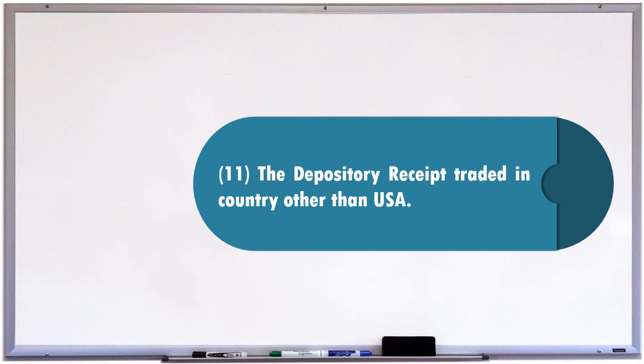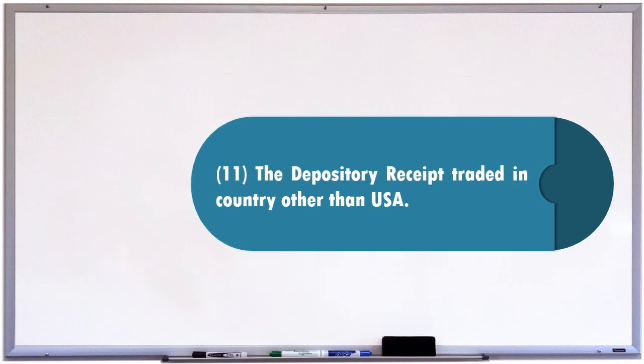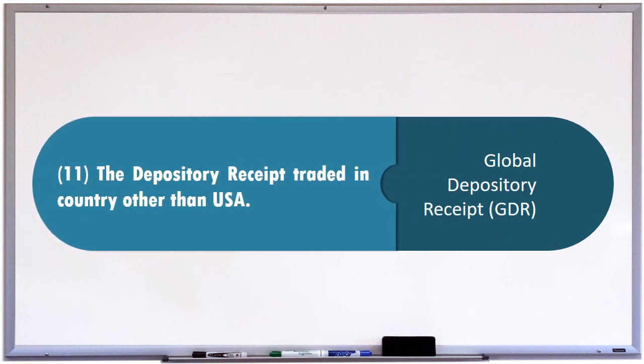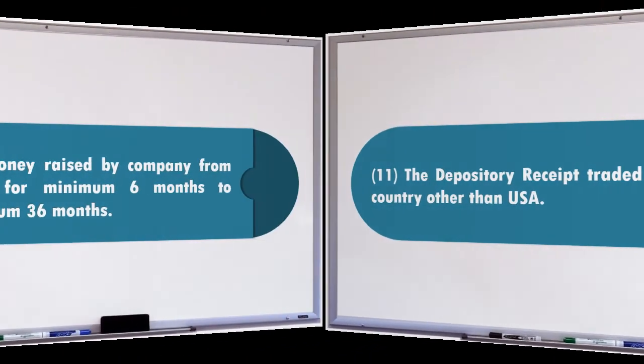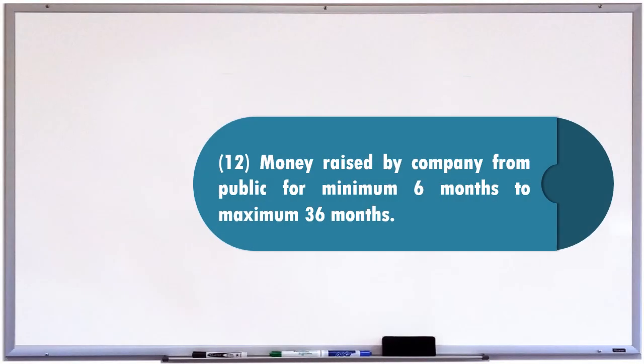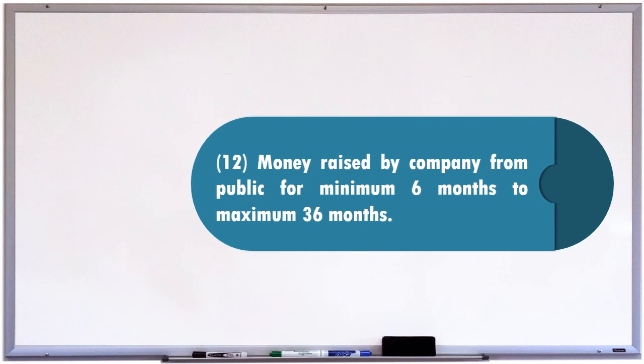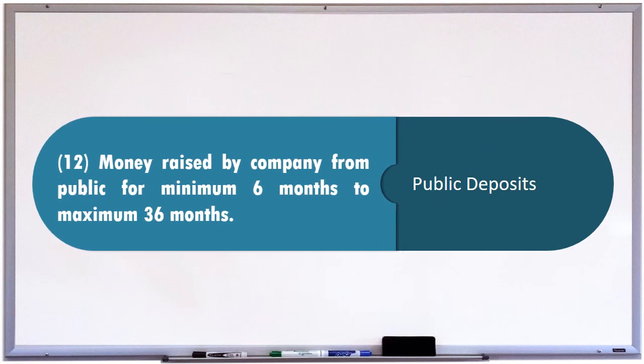11. The depository receipt, traded in country other than USA, and the answer is Global Depository Receipt, that is GDR. 12. Money raised by company from public, for minimum 6 months, to maximum 36 months. And the answer is public deposits.